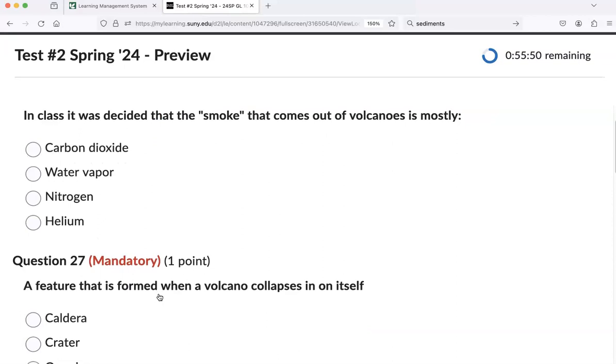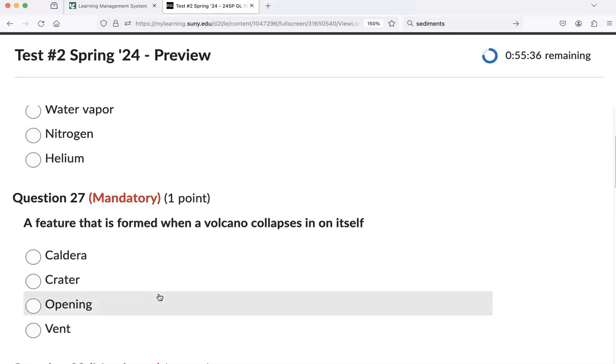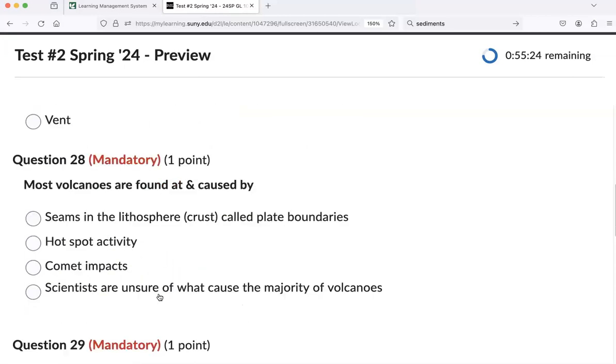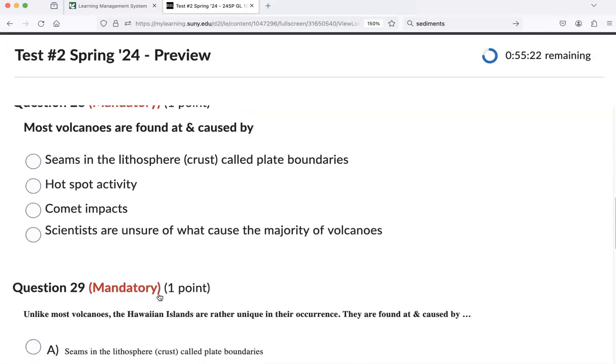Okay, what is the primary gas that comes out of a volcano? Water vapor. All that billowing clouds of smoke coming out is mostly just water vapor. Steam, as everyone likes to call it. You collapse a volcano, you make a big old circular ring of cliffs, often filled with water. Caldera. Where do we usually find volcanoes?